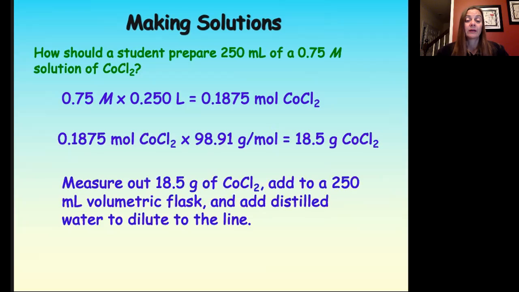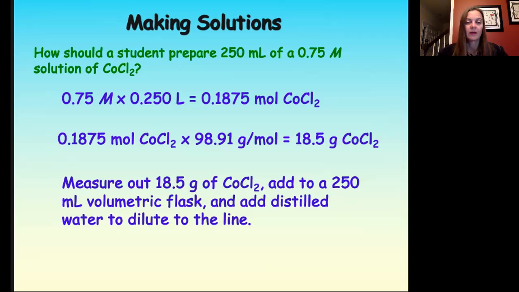We're going to then write our procedure that we would measure out 18.5 grams of cobalt-2 chloride, add that to a 250 milliliter volumetric flask, and add distilled water to dilute to the line. Now, technically, this should actually be 19 grams of cobalt-2 chloride, but one would hope that if you're using a volumetric flask, that you would also be given a slightly more precise molarity number so that you would have 3 significant figures and not simply 2.